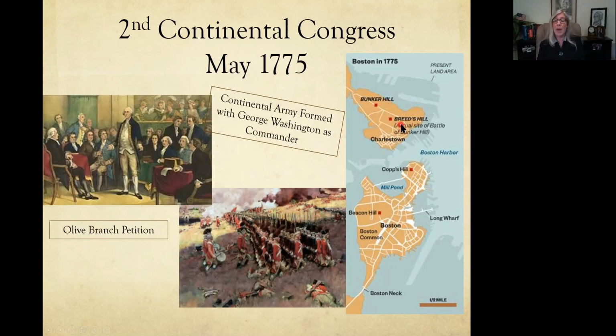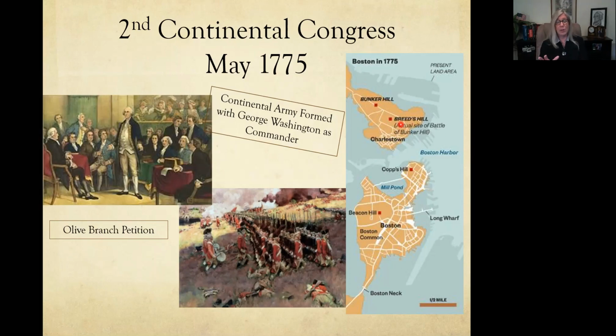So when we talk about the Battle of Bunker Hill, it was technically a victory for the British, but it indicated, as did Lexington and Concord, that the colonists could fight against this superior military.